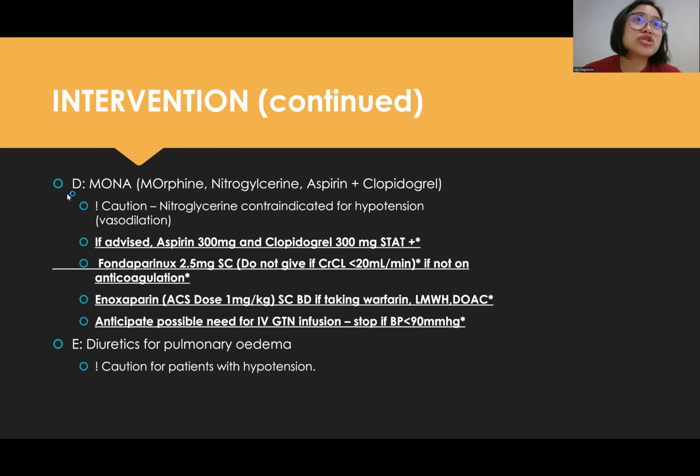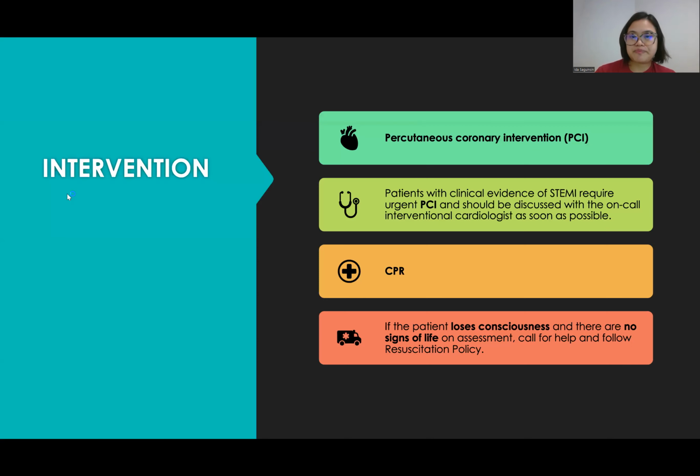If the patient has continuous ongoing chest pain, we would also potentially have to start an IV GTN infusion. The main thing about this is that we monitor the blood pressure and stop if the BP is less than 90 mmHg, or even before this if you feel the patient's really sensitive to blood pressure drops. If the patient has pulmonary edema, we might expect furosemide to be given as a diuretic. And again, for diuretics, we use them cautiously if the patient is hypotensive.